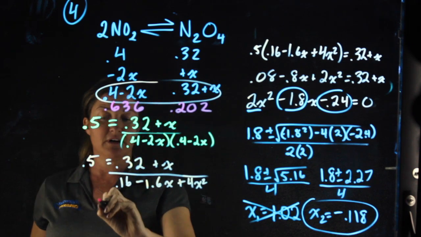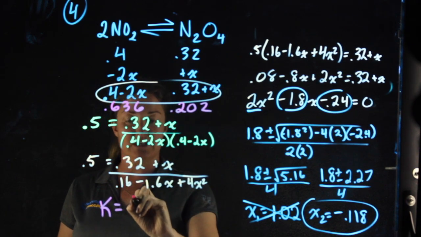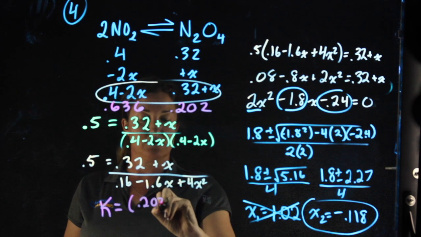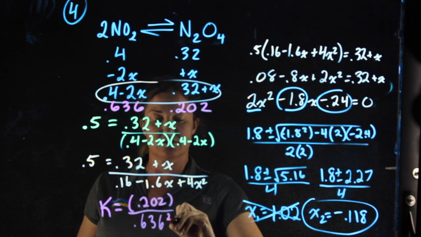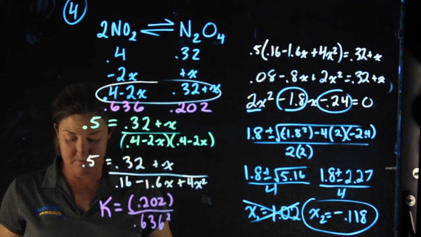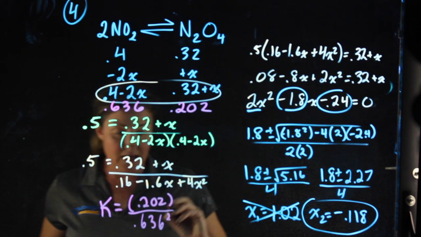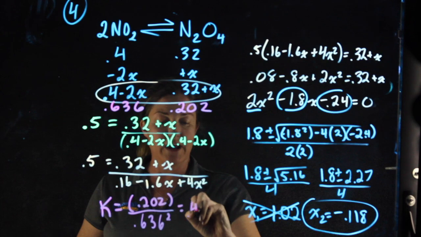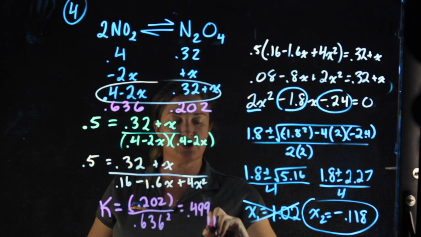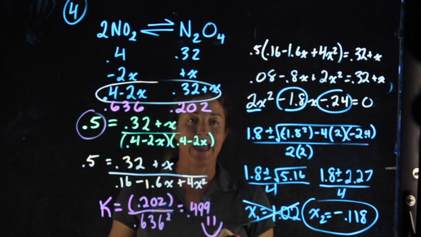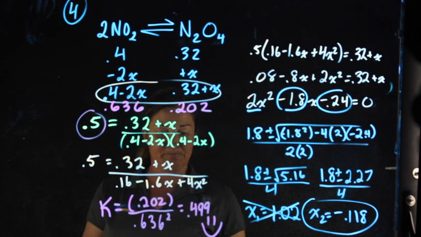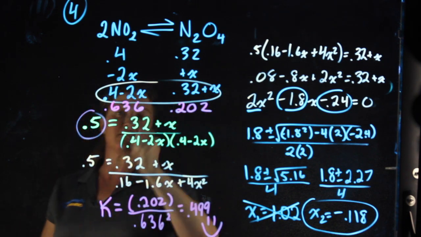I'm going to check by plugging back into my K expression to see how I did. K equals 0.202 over 0.636 squared. And I get 0.499, which is darn close to my K value of 0.5. And there's my answer. Or these are my answers.